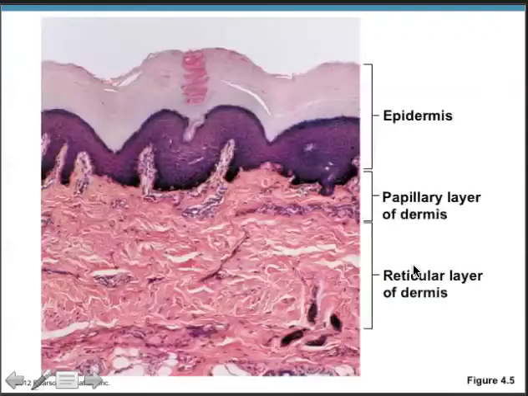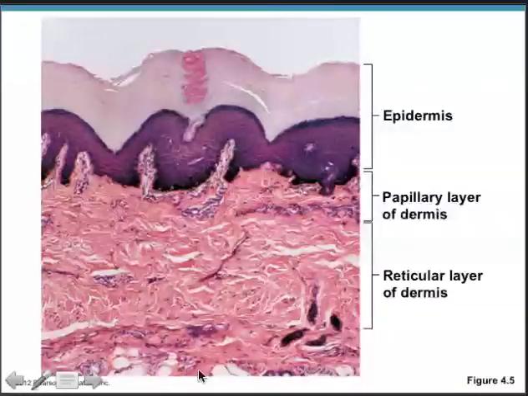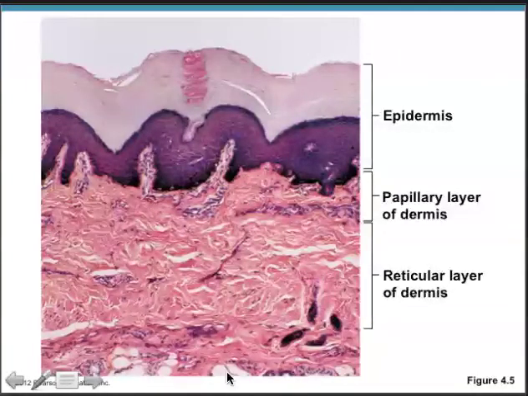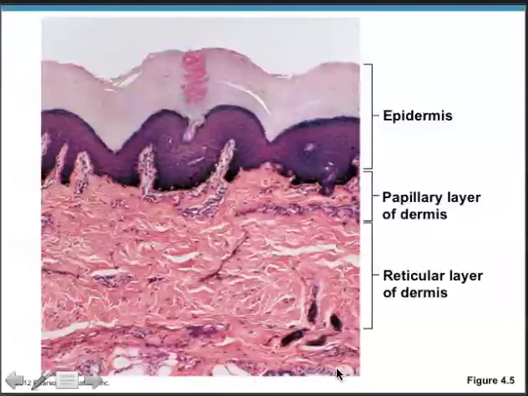And you're looking here at a cross-section of actual skin. I want you to take special note of this slide because it's very likely that you will see it on the lab practical, if not on the exam. And I want you to be able to tell the epidermal layer from the dermal layer from the hypodermal layer, which you can see a little bit of down here. Note the adipose tissue beginning to show up.